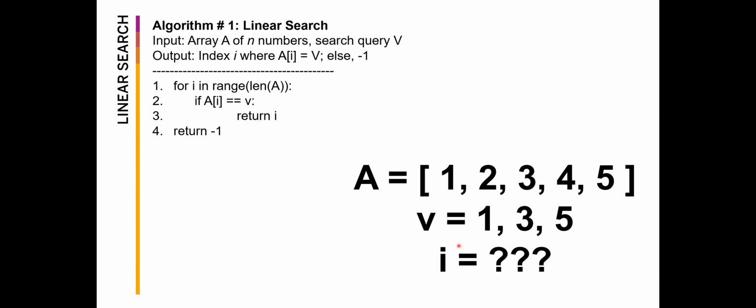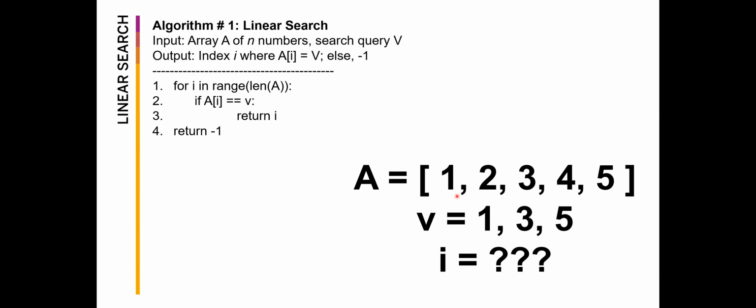Again, if you look at Python, the index starts at 0. So the array index always starts at 0 and ends at length minus 1. So it's not actually index 1. Although it's the first element, it's actually index 0. So for V equals 1, it's on index 0 because it's the first element of the array.